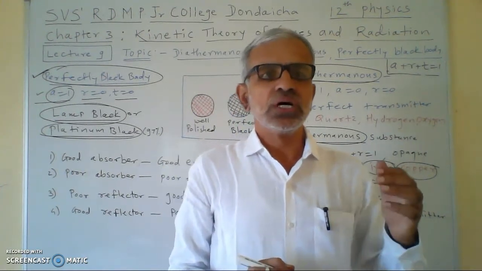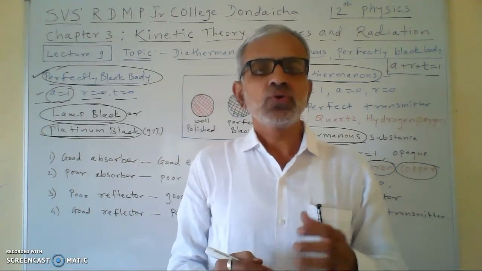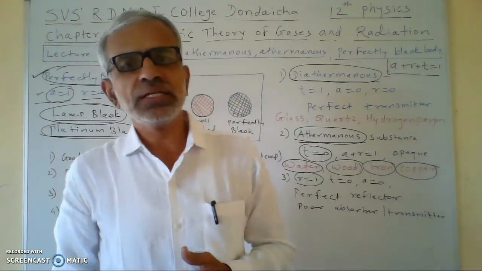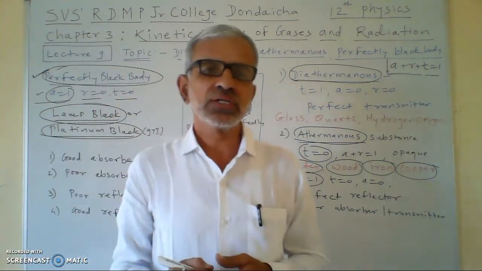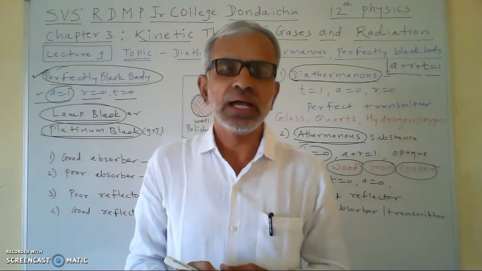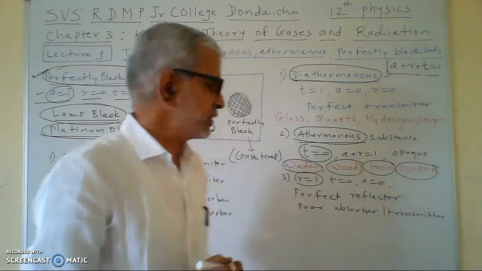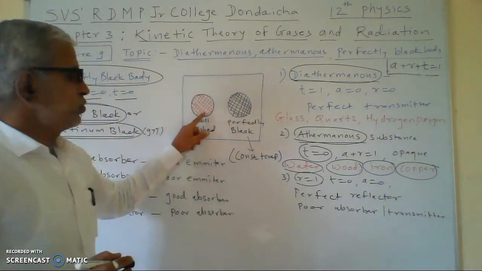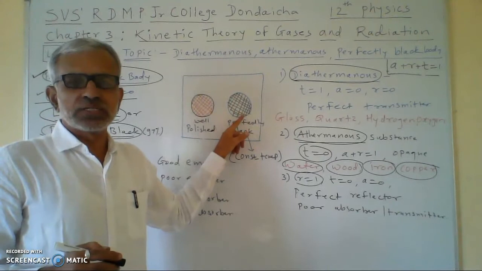So this is the meaning of the perfectly black body. Now let us explain why a perfectly black body is a good absorber and also a good emitter of heat. Let us consider two identical bodies, say two identical spheres.